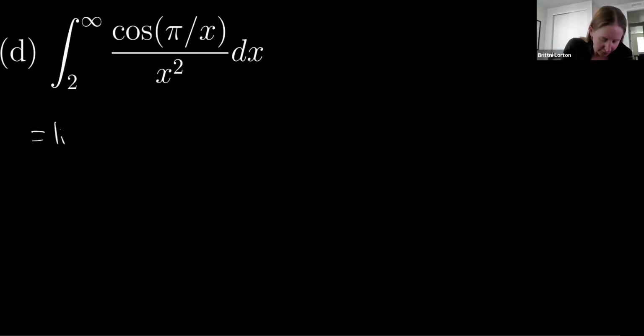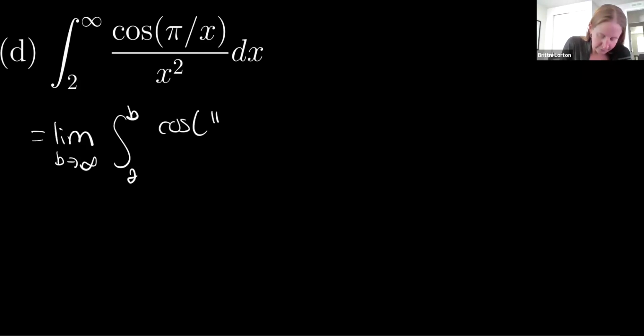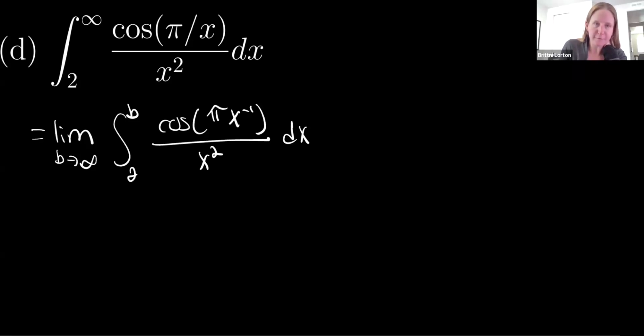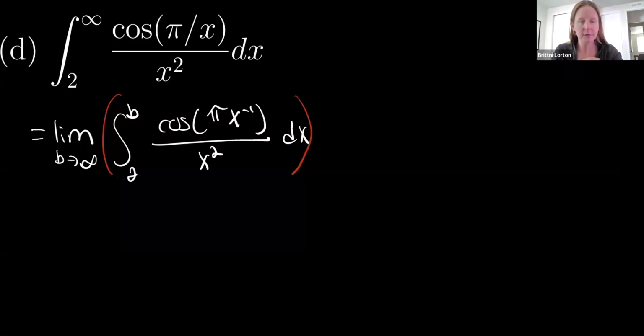So just like before, because it's an improper integral, you have to turn it into a limit. And then I have cosine of pi over x. I'm just choosing to write it as pi times x to the negative 1 for no real reason other than I think it's a little bit smoother for myself to write it down that way. And then I'm going to do an integral because remember there are technically a set of parentheses right here. So you're doing inside those parentheses first, following order of operations. So the integral has to come first.